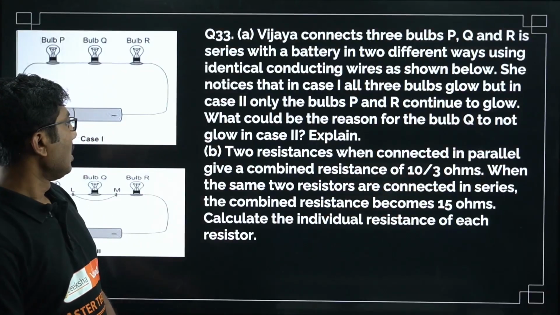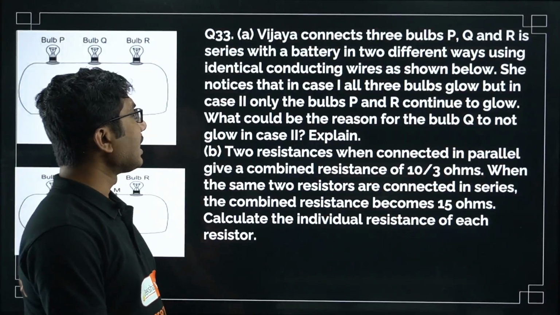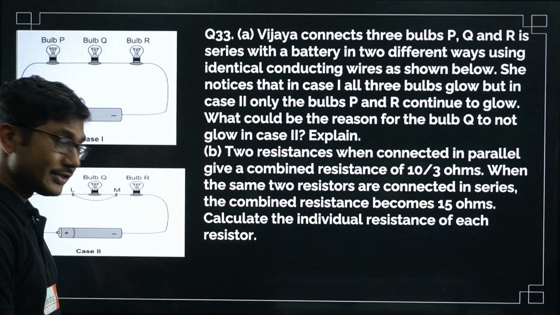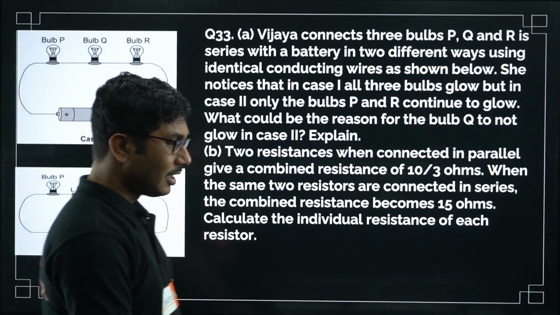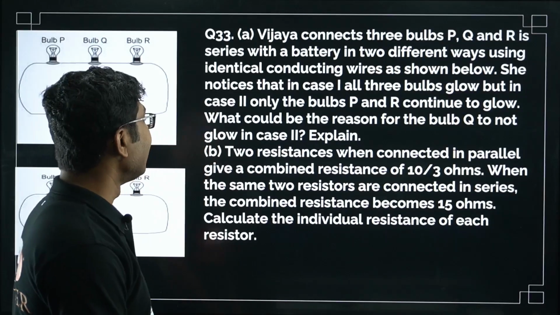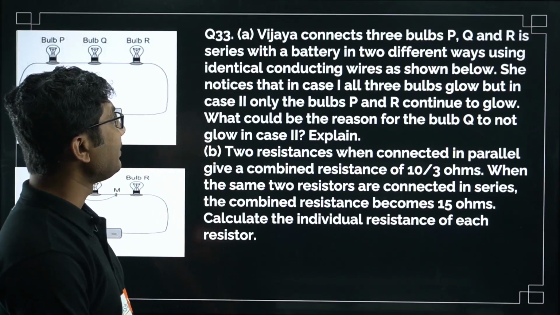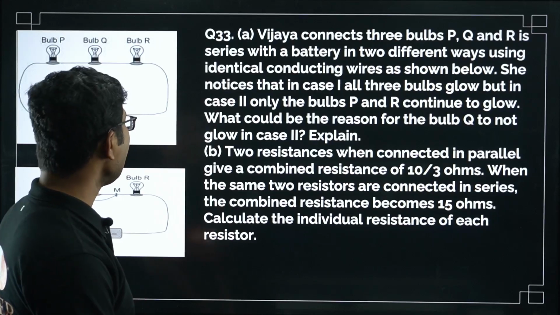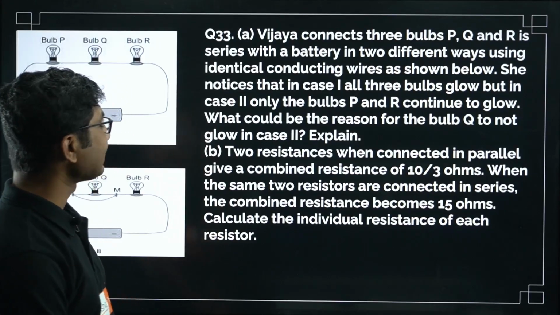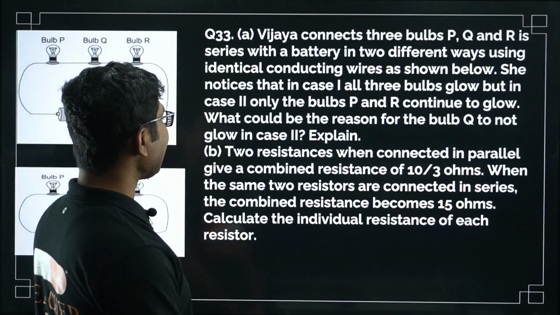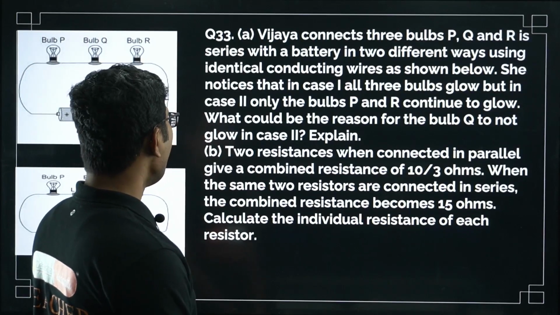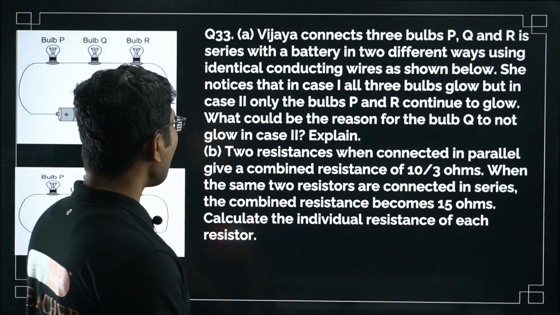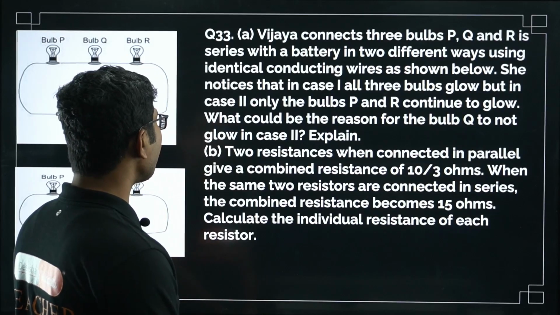Now this is another question. Vijaya connects 3 bulbs P, Q and R in series with the battery. So a lot of questions are based on electricity, not so much on light and optics in this part. Vijaya connects 3 bulbs P, Q and R in series with the battery in 2 different ways using identical conducting wires as shown below. She notices that in case 1 all 3 bulbs glow, but in case 2 only bulbs P and R continue to glow. What could be the reason for bulb Q not to glow in case 2?